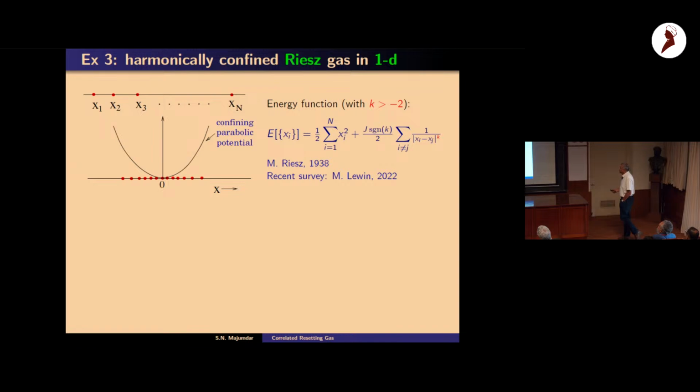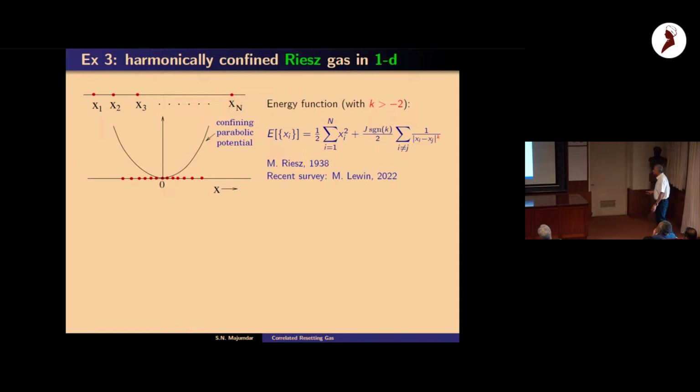Then you can generalize this to what is called the Riesz gas. Again you have a harmonic potential, but the interaction now is in general |xi minus xj| to the power k, again a pairwise interaction. The sign of k is such that it's always a repulsion. And k has to be bigger than -2, because if k is less than -2, the repulsion is so strong that the harmonic potential is not able to confine this gas. So we'll assume that k is bigger than -2.